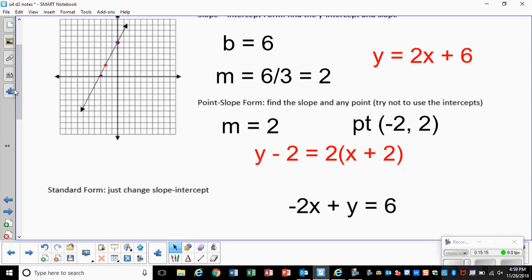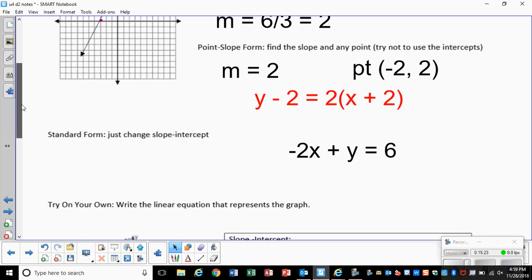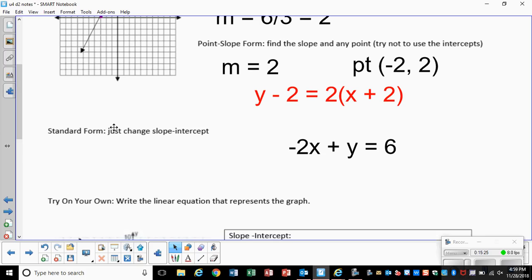Now for standard form from a graph, because we don't have something we can just plug in, standard form graphically is not a great thing. Graphing standard form is not that bad, but trying to write an equation in standard form from a graph is. So what I say is just do slope intercept, because that's really quick and easy, and change it to standard form.